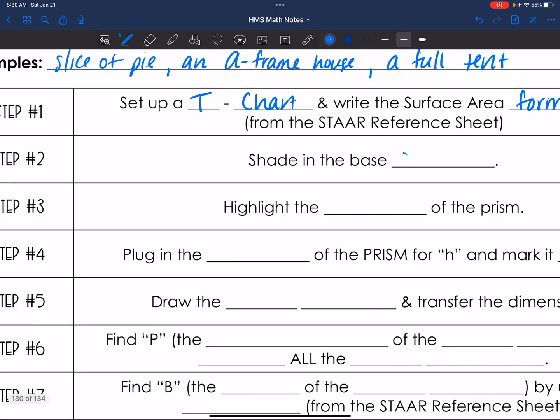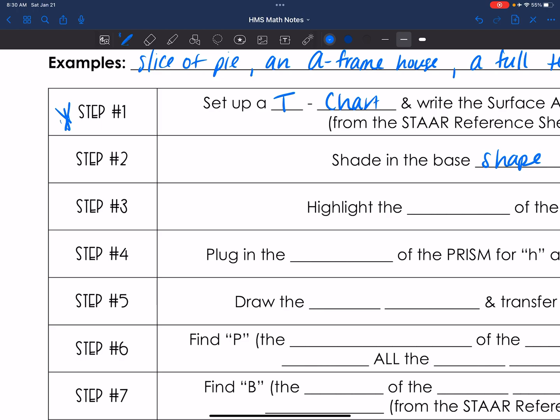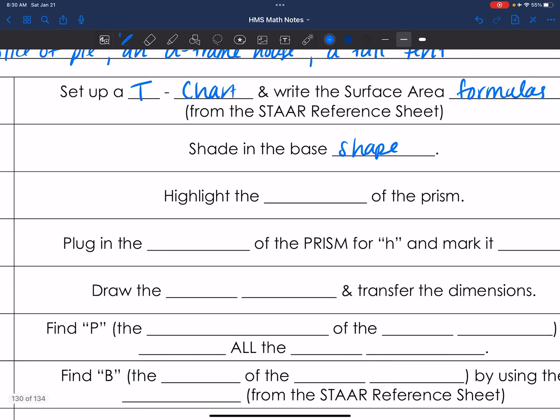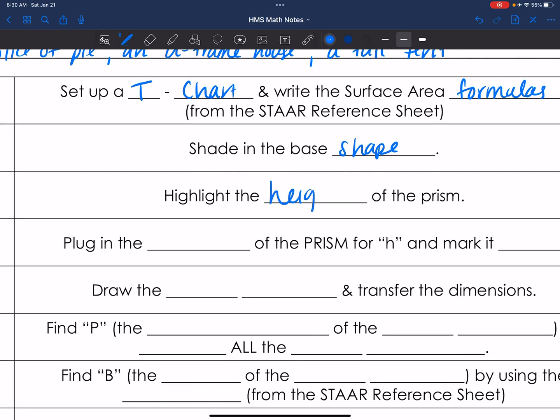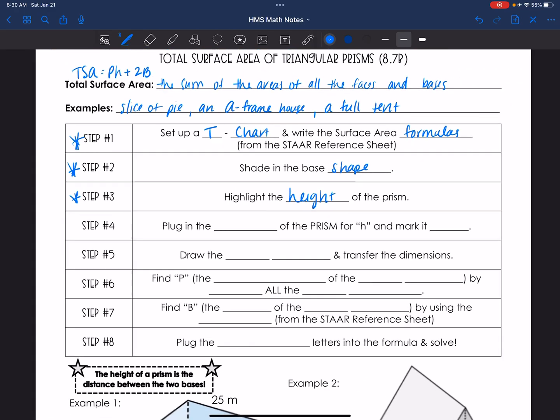Then we're going to shade in the base shape, which should be easy because after you set up your T-chart, you've already named your shape, which means shading in the base, you just got to shade in the shape that it's called, right? Triangular prism, meaning they have triangular bases. Rectangular prism, meaning they have rectangular bases. Then you're going to identify your height. If you could do those 3 steps, the rest of it's easy.